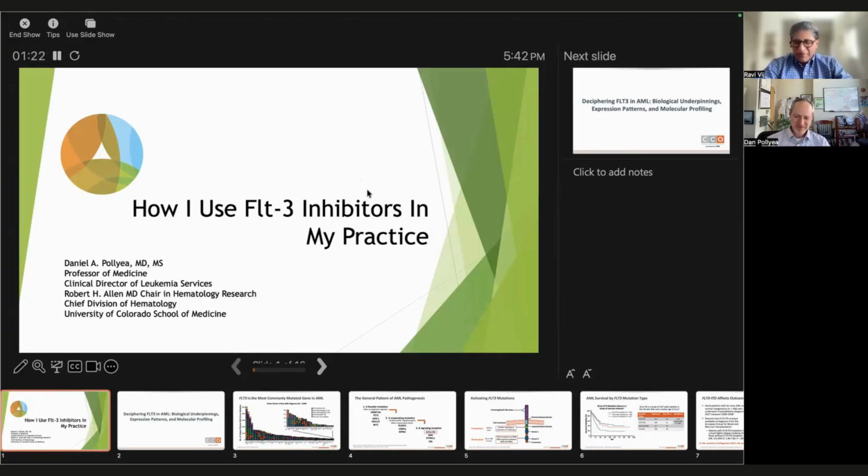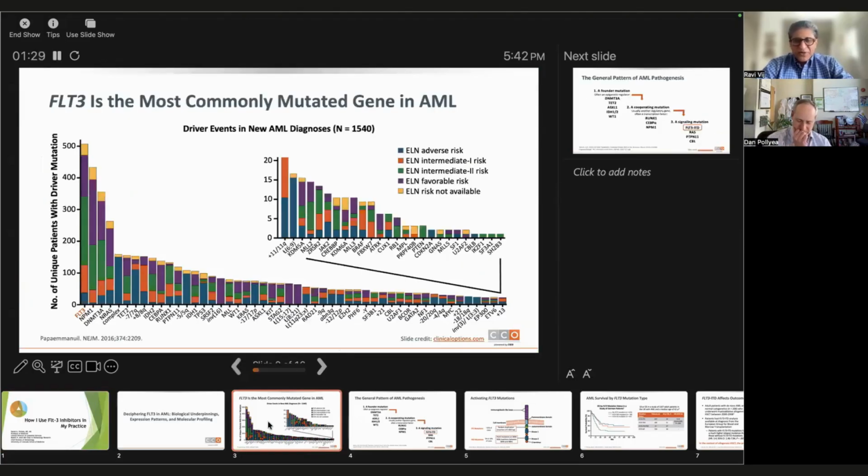So what we're going to talk about is FLT3 inhibitors. So let's get started. First, for the audience, how common is FLT3 mutation? Yeah, FLT3 is amongst the most commonly mutated genes in AML. Upwards of a third of patients will have a FLT3 mutation that usually skews a bit younger, and is associated with more proliferative disease that has more aggressive features. But it is one of the most common genes mutated in AML.